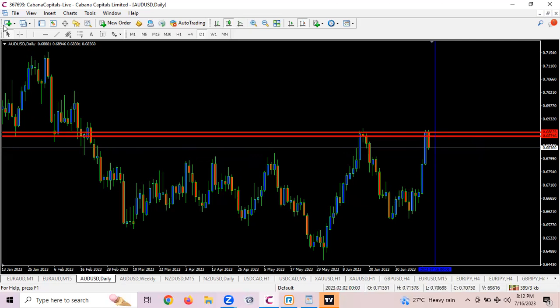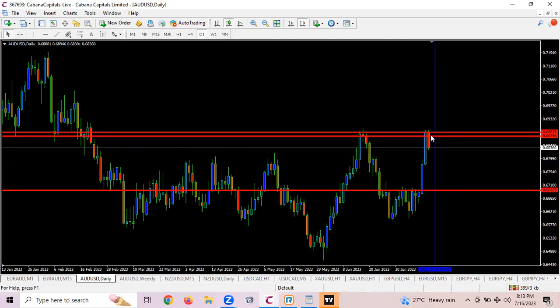Okay, now we have what we call, this is a mitigation block. For those who trade with ICT concept, this is a mitigation block. So we expect price to pull back to this broken resistance zone support.